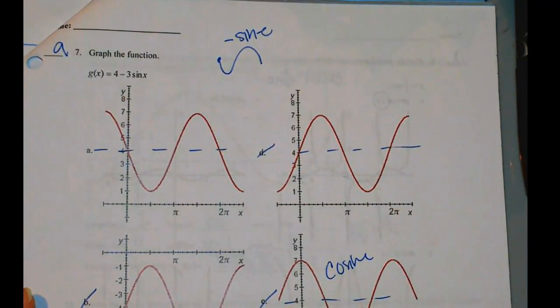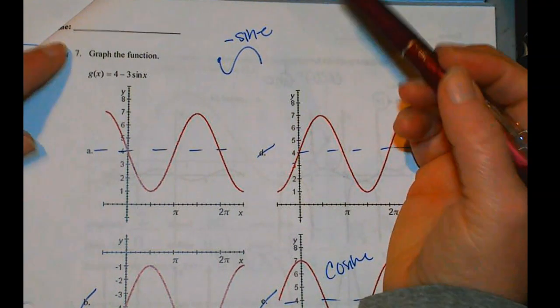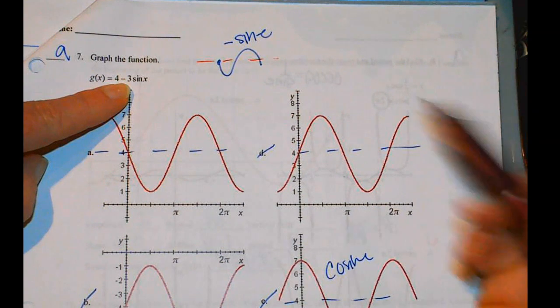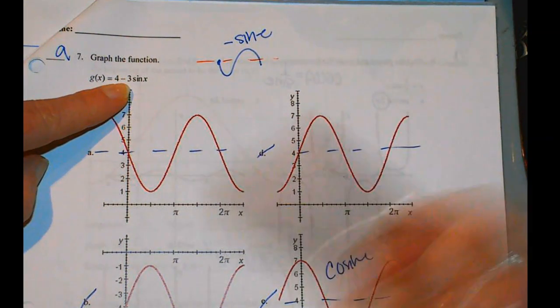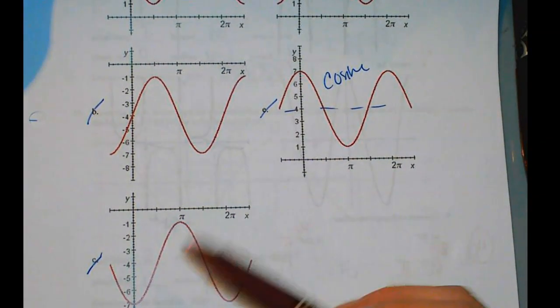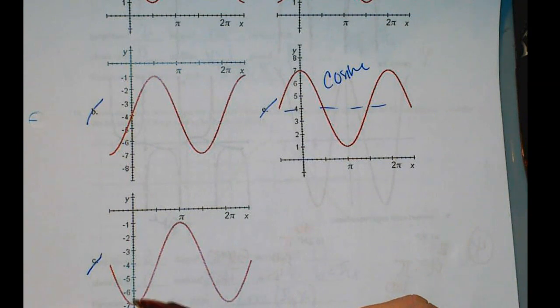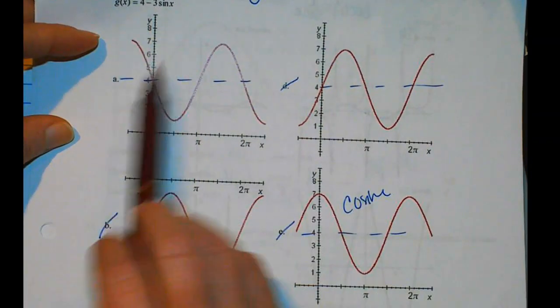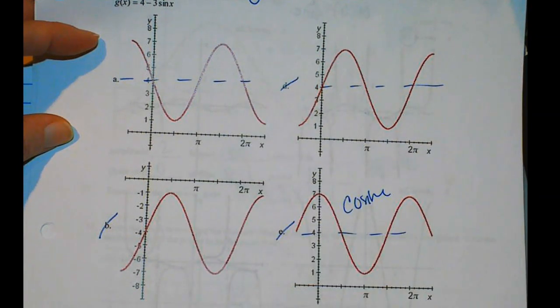7, graph the function. So this is negative sine. So I wrote myself a picture of what negative sine looks like. And then I could cancel stuff. Like this one I canceled, this one I canceled. This one is cosine, canceled. This one is cosine. That's all I needed to know, actually. Then I went back and checked to see if my midline was at 4, and it is. There you go. But you could have canceled everything out based on whether it was negative sine or not.